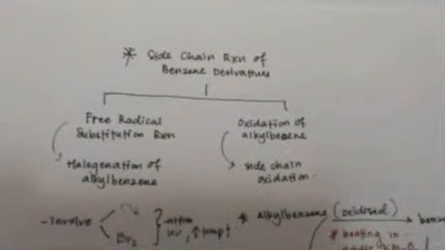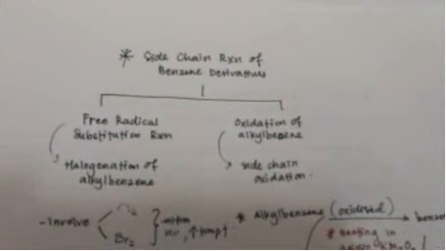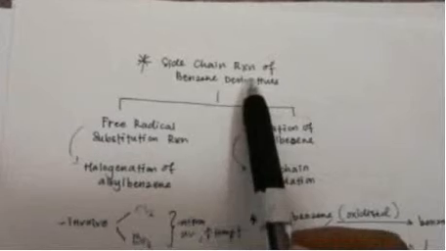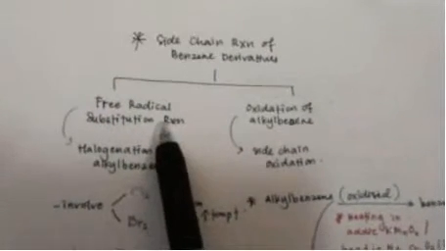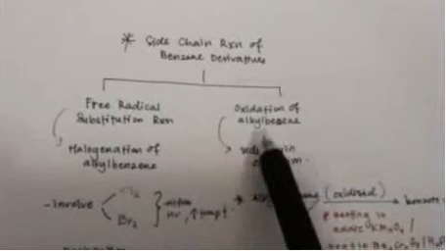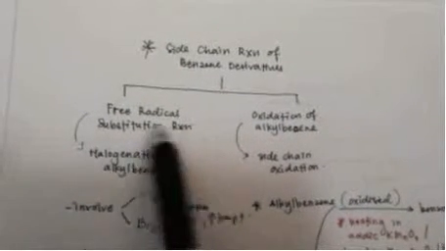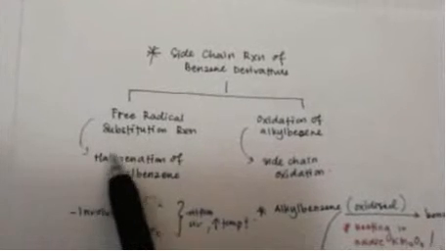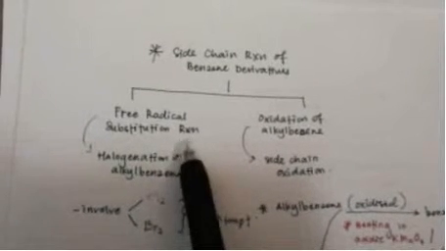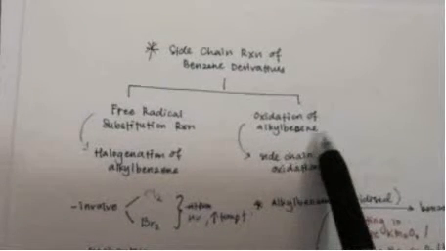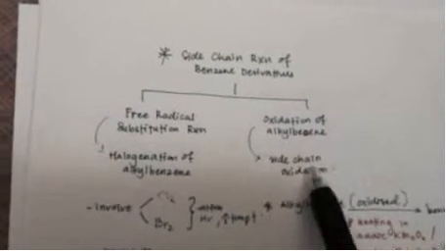And for the second derivative, we came across the side chain reactions of benzene derivatives. Side chain reactions of benzene derivatives are divided into two, which are the free radical substitution reactions and the oxidation of alkyl benzene. The free radical substitution reaction undergoes a halogenation process. This chapter is about alkyl benzene. And the oxidation of alkyl benzene is about side chain oxidation.